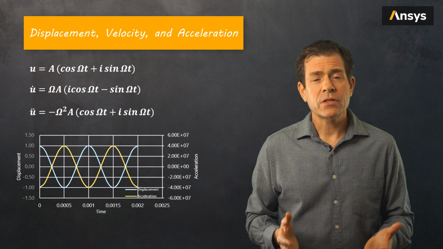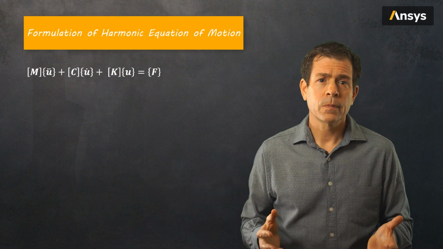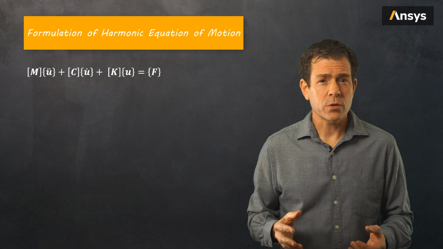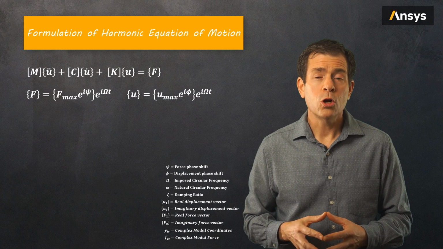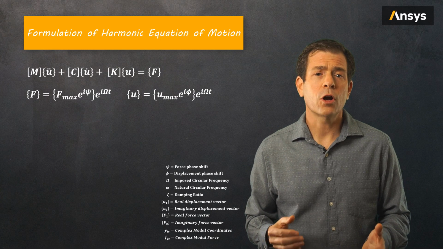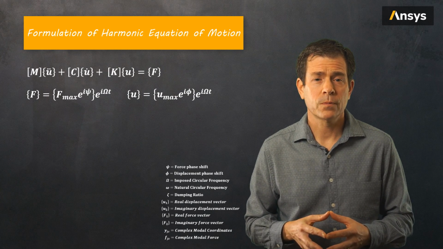Now that we have the necessary background, let's get back to our equations for harmonic response. Starting with the matrix form of the governing equations of motion, let's explore a harmonic solution to this equation. We state that the forcing function f and displacement u are of this form, which is no surprise as we know the harmonic excitation response will be sinusoidal in nature.